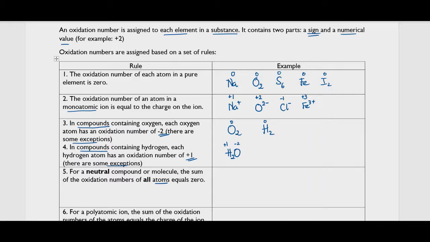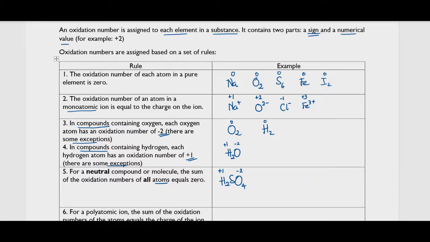All right, I will show you a few examples. Let's say I have sulfuric acid, H2SO4, and I am tasked with determining the oxidation number for every atom in H2SO4. Now, according to rule number 3, oxygen will take the oxidation number of negative 2 because this is a compound that contains oxygen. So each oxygen atom is negative 2. According to rule number 4, hydrogen will take an oxidation number of positive 1. So each hydrogen atom will be positive 1. So you have negative 2 and you have positive 1. And then you should be able to use this information to work out the oxidation number of sulfur.